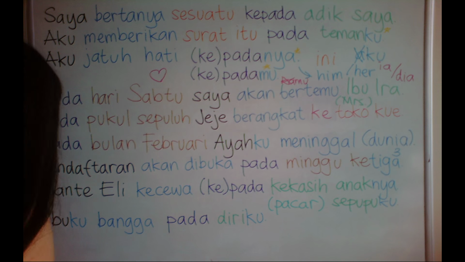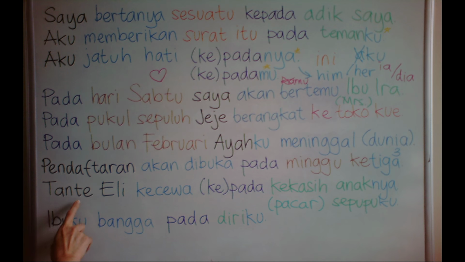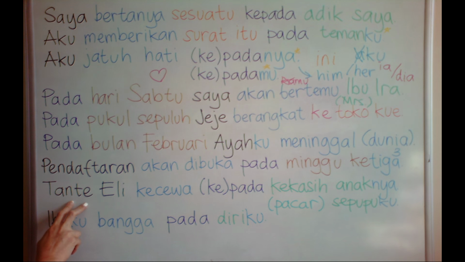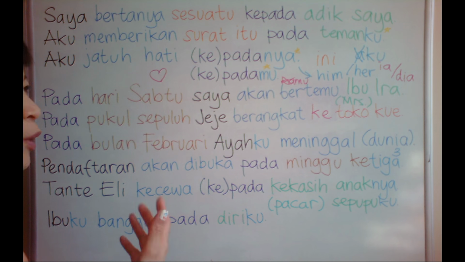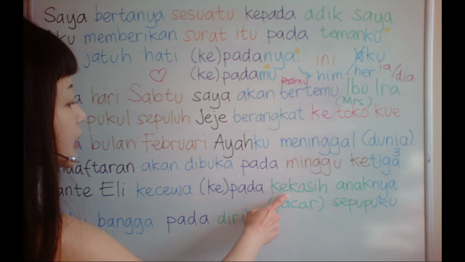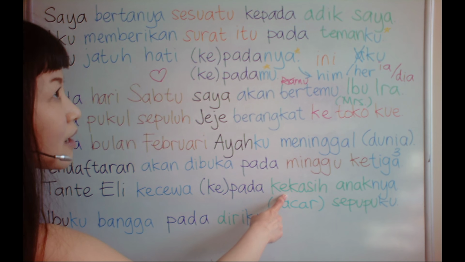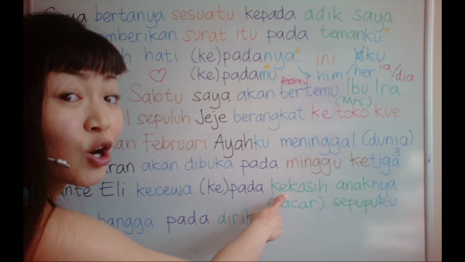And now, Tante Ellie. Tante is aunt or auntie. It's similar with Dutch or Netherlands. Tante, aunt or auntie. Ellie, the name. Kecewa, disappointed. Kepada or pada, disappointed with. Kekasih, boyfriend or girlfriend.